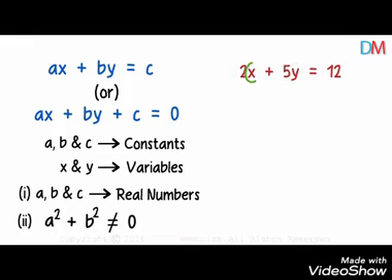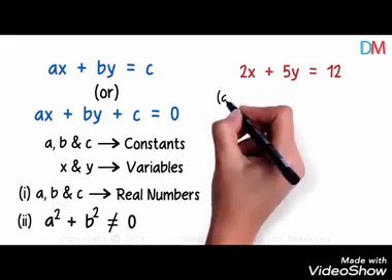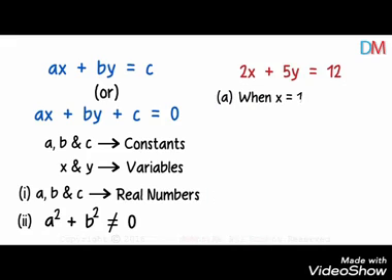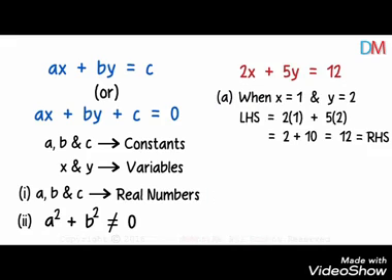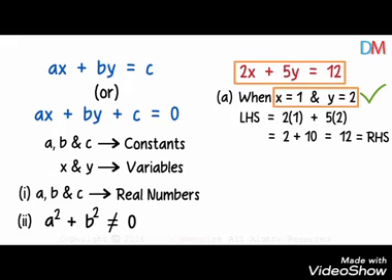Can you think of x and y values here which will equate both the sides? One possibility is when x is 1 and y is 2. So we can say that x equals 1 and y equals 2 is one of the solutions to the equation 2x plus 5y equals 12.